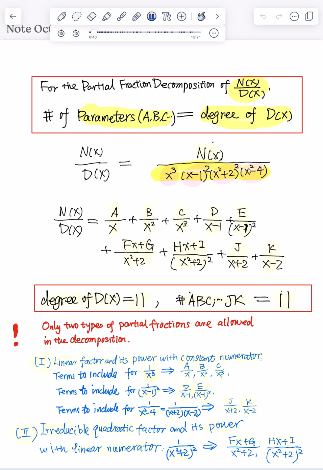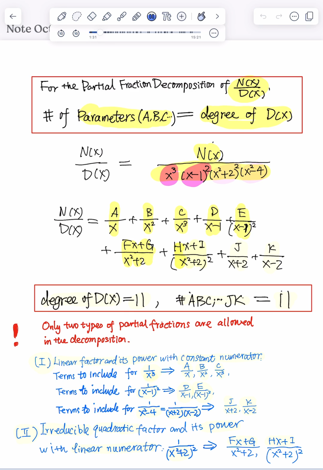In this case, the denominator is multiplication of a number of factors. And the numerator, we keep as just any polynomial that has less degree than the denominator. And here is the correct decomposition setup. We have a over x, b over x squared, and c over x cubed. That corresponds to this x cubed term. Then we have d over x minus 1 and e over x minus 1 squared. That corresponds to the x minus 1 squared in the denominator.